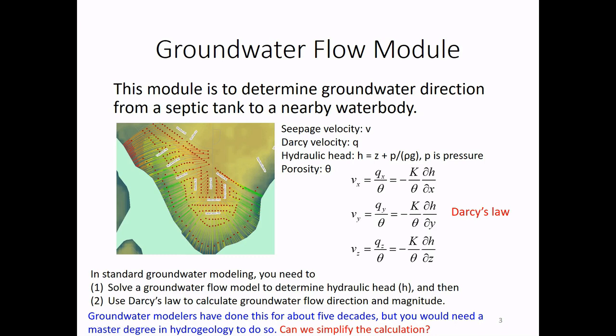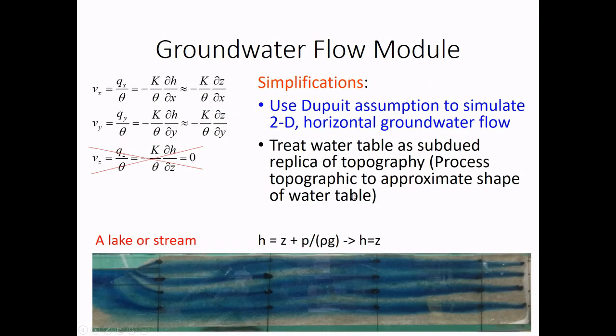Groundwater modelers have done this for decades, at least 5 decades, since the 1970s. But you would need a master's degree in hydrogeology to run MODFLOW. In addition, you would need a number of data sets to set up something called a boundary condition. Since many ArcNLET users do not have this master's degree or the data to support a MODFLOW model, we asked ourselves a question: can we simplify the calculation to get the velocity? By doing so, we need some simplification.